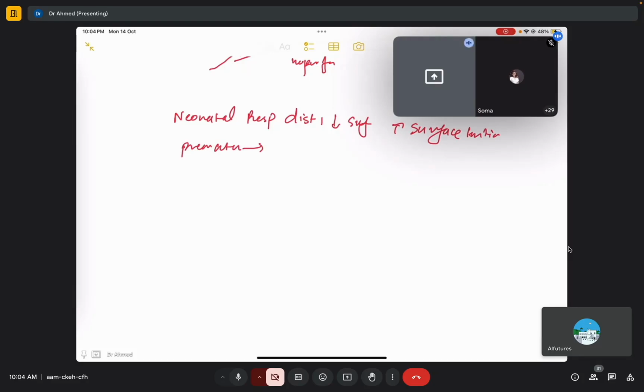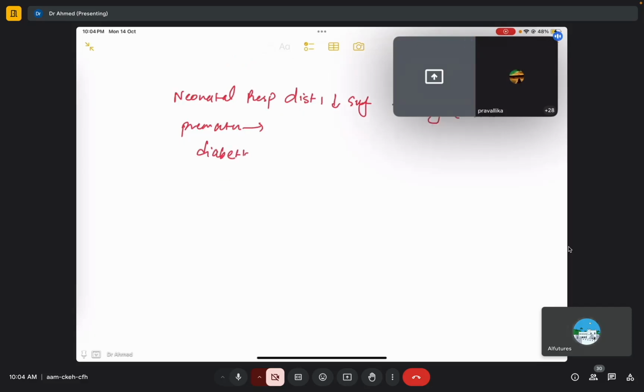Other risk factor, gestational diabetes. Okay, one condition which you already discussed, C-section delivery. And what would be the treatment option which we have already discussed? Glucocorticoids, betamethasone. Okay, glucocorticoids. One of your MCQs, they are going to ask you.